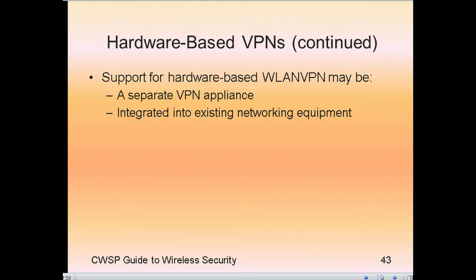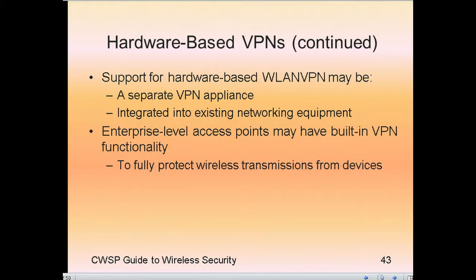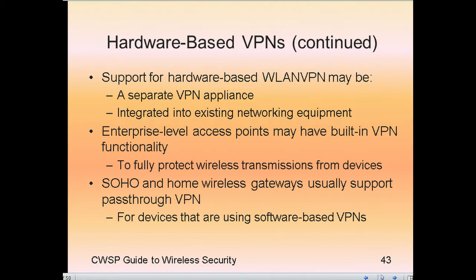Hardware-based, separate VPN appliance integrated into existing equipment. Enterprise level access points may have a VPN built into the functionality. Typically the home router won't, although some of the newer ones are getting more and more capability. So you probably want to look at the properties, what's available, the functionality of the device that you're buying. They usually support a pass-through VPN, which means that it will not break our VPN as it goes through the network.